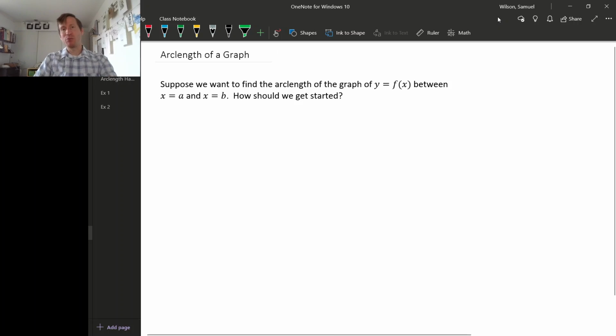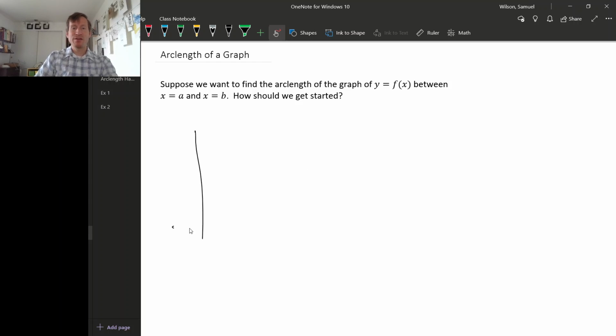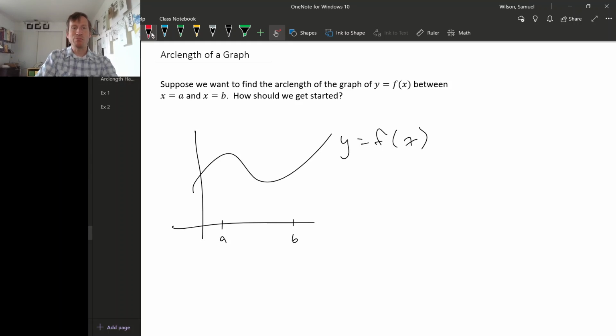Another geometric problem we might attempt to solve using integrals is finding the arc length of a graph of a function. So if we have some graph of a function like this, y equals f of x, we might ask, if you started at x equals a and ended at x equals b, if you take this portion of the graph, this red portion here, that has a certain length. If you imagine that this is a string and you grab the ends and pull it straight, that would be a certain length of string.